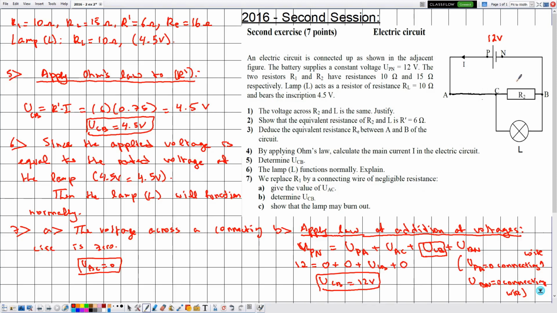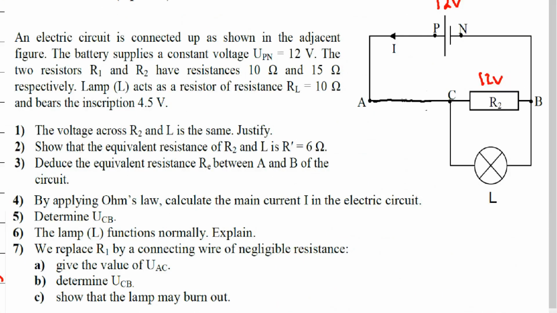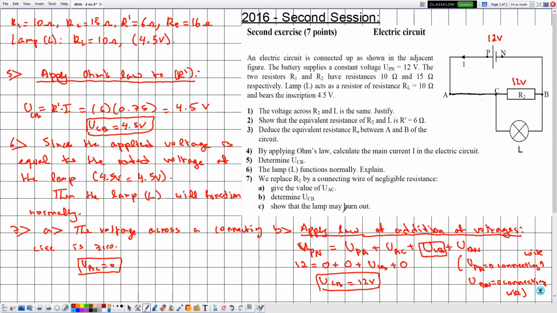Let's label on the given electric circuit that the voltage UCB is given by 12 volts. Now in part C they are telling me show that the lamp may burn out. So notice that in this case the applied voltage is given by 12 volt, whereas the rated voltage is equal to 4.5 volt. And 12 volt is greater than 4.5 volt, so we have a probability that the lamp may function strongly or burn out. Because they are telling me show that the lamp may burn out, then we will say that only the lamp will burn out.